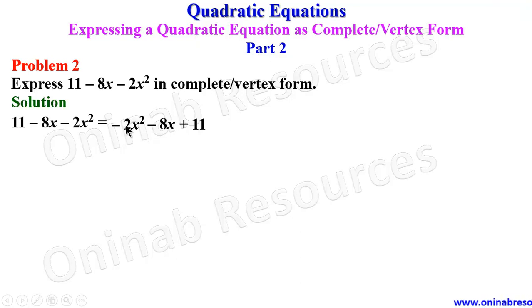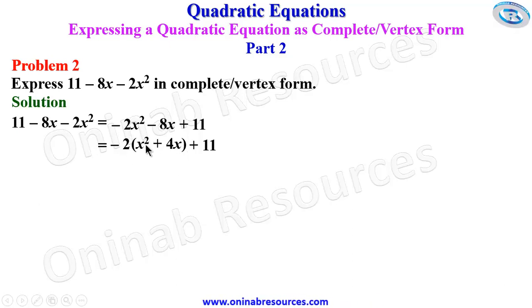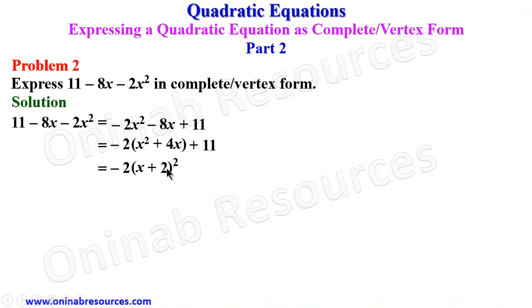Like we did in the first problem, we factor out the negative 2. So we have negative 2 into x squared plus 4x, then plus 11. If you expand this now, we are going to have this back. We then express this bracket as a perfect square. So we still have our negative 2 outside, x plus something squared. And what goes inside the bracket is we pick the coefficient of x, which is plus 4, divide it by 2, and that is plus 2. So we have the plus 2 here.